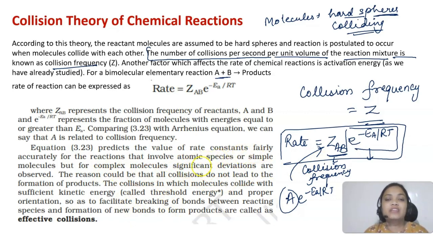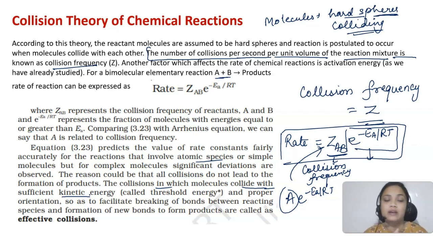So actually we can calculate the value of rate constants accurately for the reactions which have atomic species or simple molecules. But if we have complex molecules, in that case many deviations are observed. Now why are those deviations observed? The reason can be that not all the collisions lead to the formation of product. It's not necessary that all the collisions lead to the formation of product. So the collisions in which molecules collide must have sufficient kinetic energy, so that they can cross that energy barrier and then get converted to products.